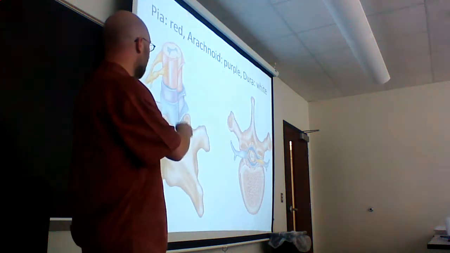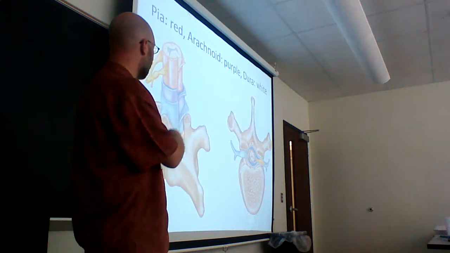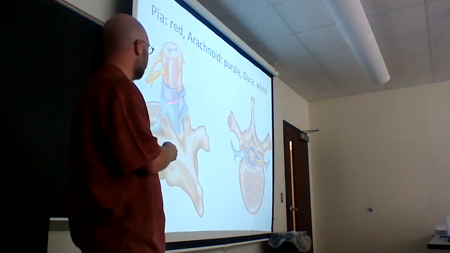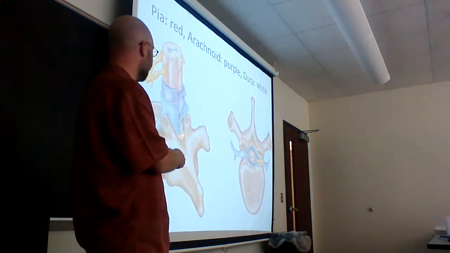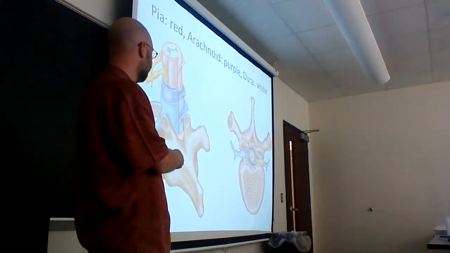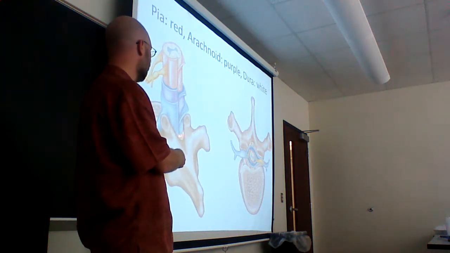It's around the spine as well, right? And we saw the spinal cord section, and it should have looked like this. What's this region here that's above the dura? That's the epidural space.